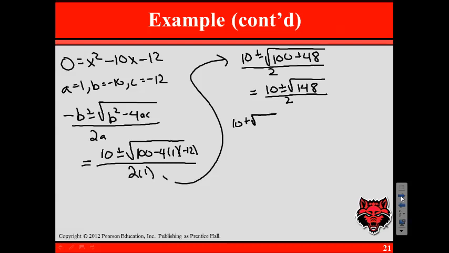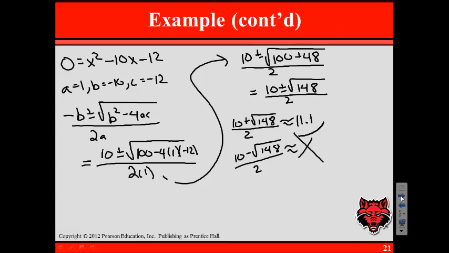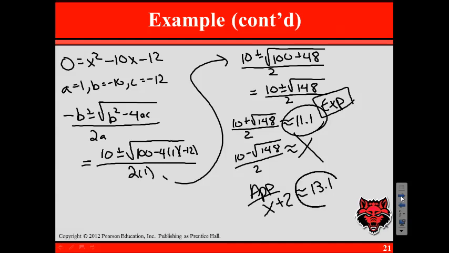10 plus the square root of 148 over 2. Its decimal approximation is 11.1. 10 minus the square root of 148 over 2. Its decimal approximation is a negative value. And we can't have any negative values. So we know that the x value will be 11.1 hours. We said x represented the experienced person's time. It will take him 11.1 hours to finish the job. So the apprentice, who took 2 more hours, or x plus 2, will be approximately 13.1.